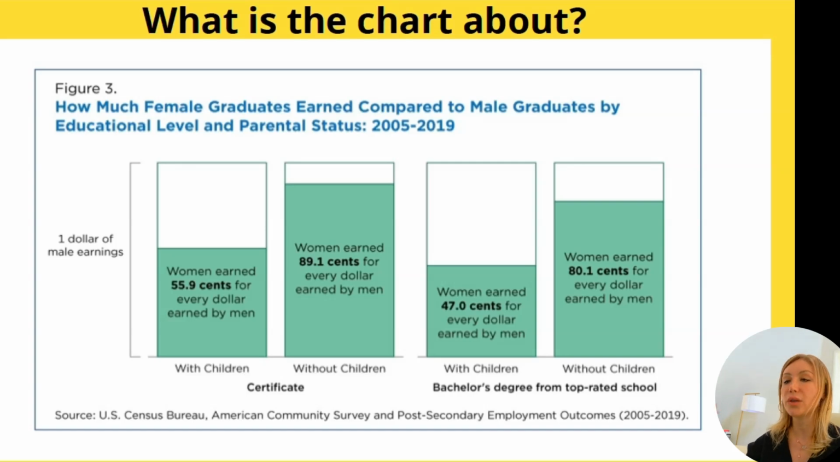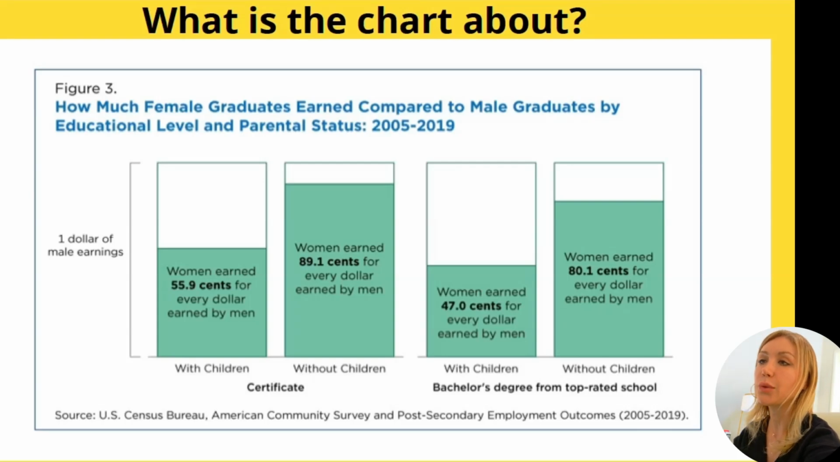And if we were to just read what is written on the bar, we can see, okay, if a woman with children has a certificate, it's 55.9 cents per $1 earned by men. And without children, this increases to 89.1 cents. If they have a bachelor's degree and if they have children, then it's 47 cents, and without children, it is 80.1 cents.